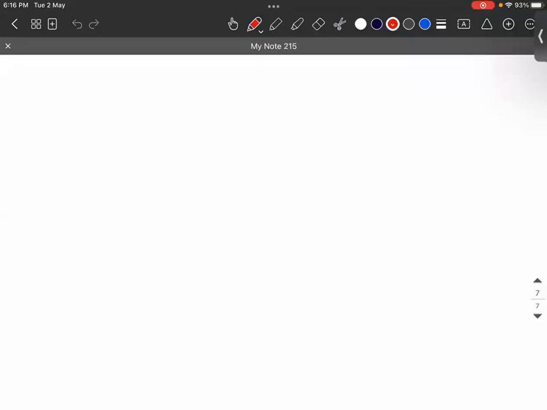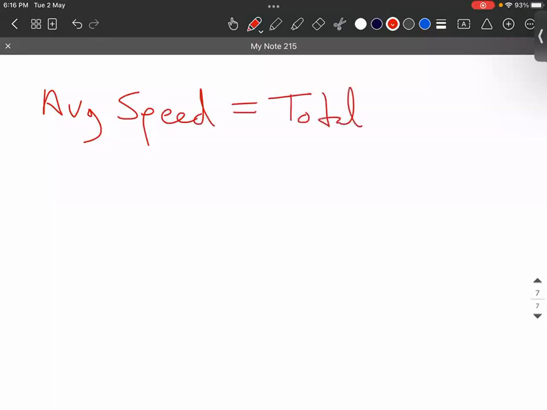Okay, fine. So similarly, if I have something called average speed, what am I going to define this as? Total what? Total distance by total time. Awesome.